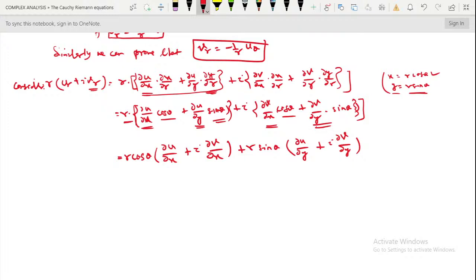So next what we will do? This is r cos theta, r cos theta is your x, and r sin theta is your y. So I will put this thing. So this is x whole into del u by del x plus i times del v by del x, and this is r sin theta, I can write this as y, and again I will use the CR equations. So if I use the CR equations, what will be your uy?